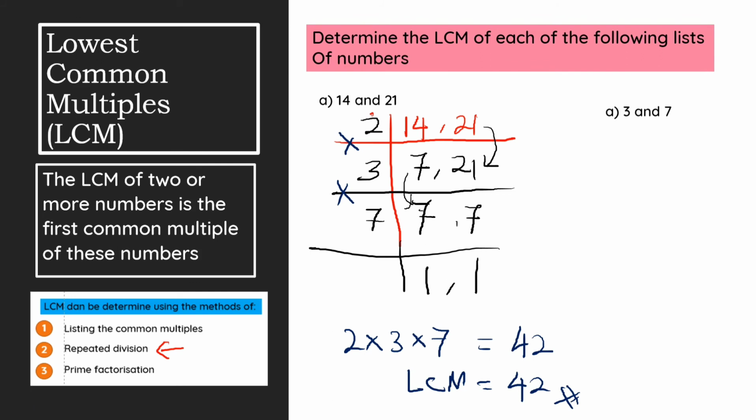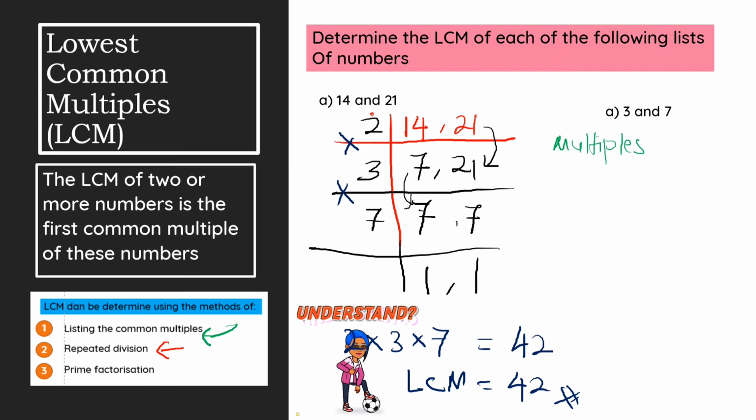Determine the LCM of 3 and 7. How can we determine the LCM of 3 and 7? This time I'm going to use listing the common multiples. First, I'm going to list multiples of 3.